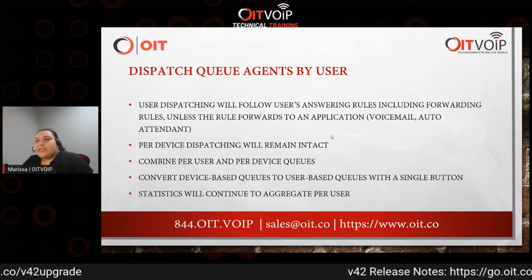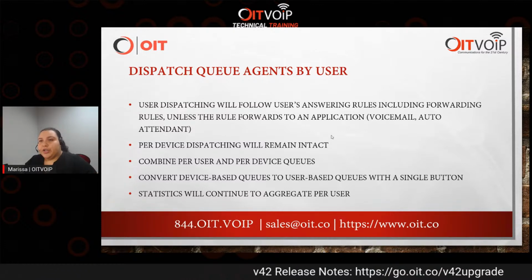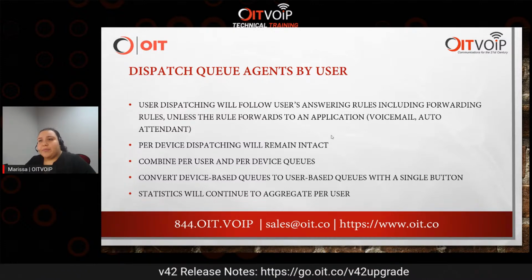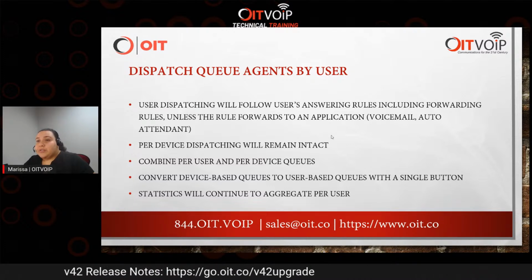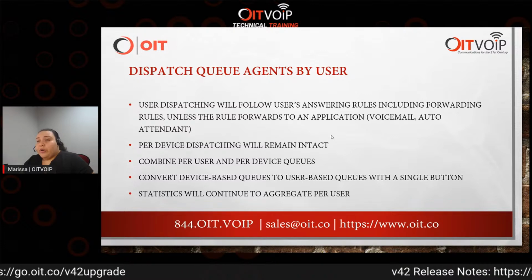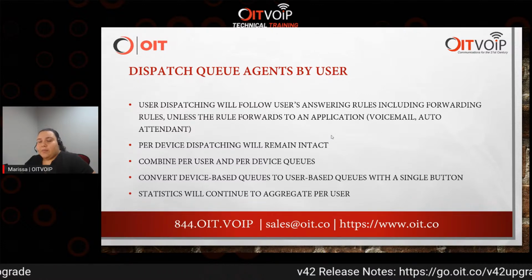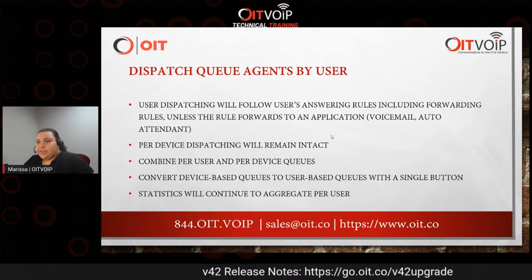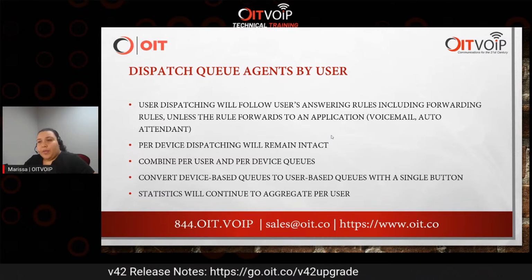And as before, statistics will still be counted per user, regardless of the call queue type that you choose to use, just to make things simple for reporting and things like that. So just as before, you're not going to see statistics on availability based on 1000 and 1000A. It's just still going to be 1000.